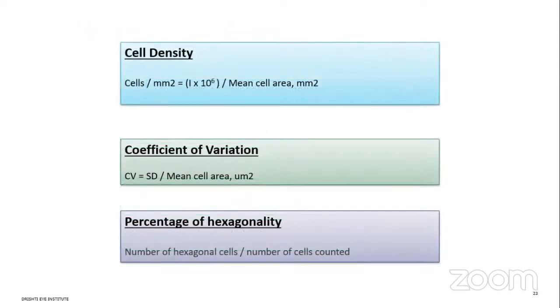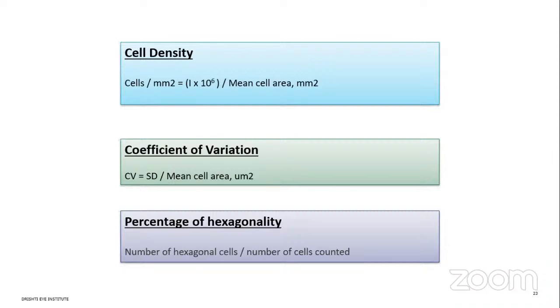First is cell density, which is defined as the number of cells measured per mean cell area. Any insult to the endothelium can cause a decrease in the cell density. Coefficient of variance is defined as the standard deviation in the cell area divided by the average cell area, which indicates polymegathism. Causes of polymegathism can be long-term contact lens wear, diabetes, after cataract surgery, any penetrating keratoplasty, any inflammation, or also aging.